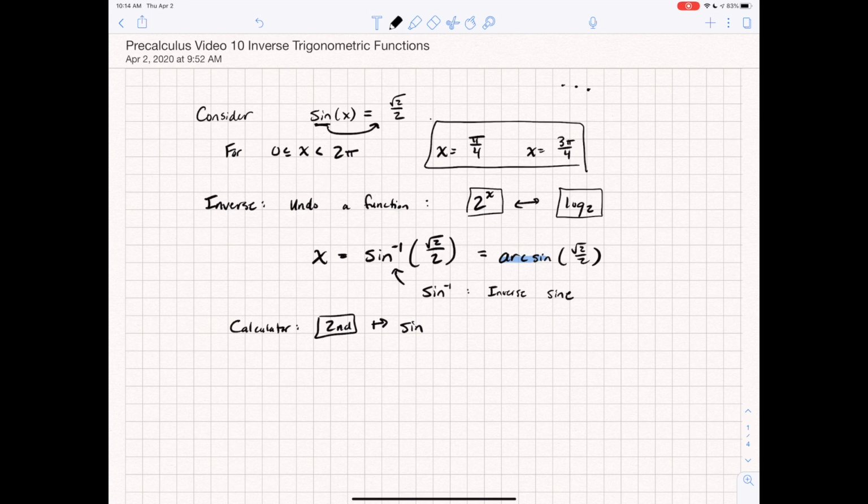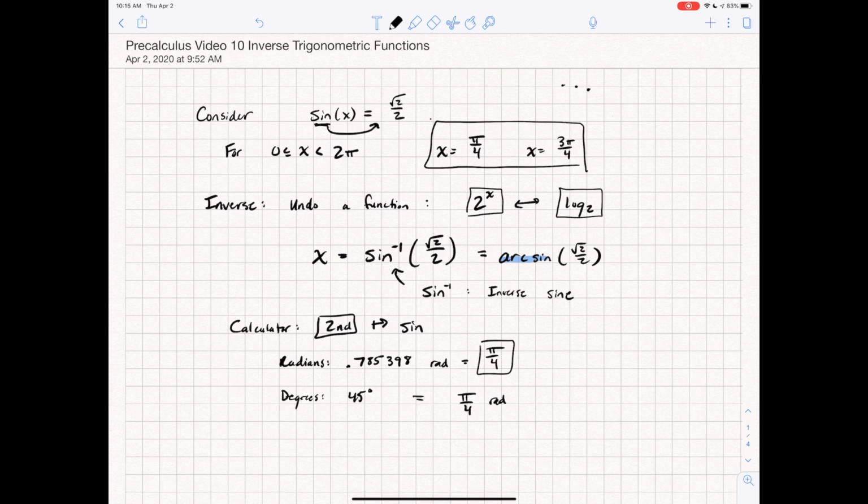This will put sine to the -1 into your calculator, and then you're going to type in root 2 over 2. Now, if your calculator is in radians, you should get the answer 0.785398164, but I'm going to leave it here. If you do it in degrees, you'll get 45, which would be a little bit easier to represent, because we know that 45 is pi over 4. And 0.785398 is pi over 4 if you were to actually put 3.14, etc. in for pi. So this is giving me the same answer.